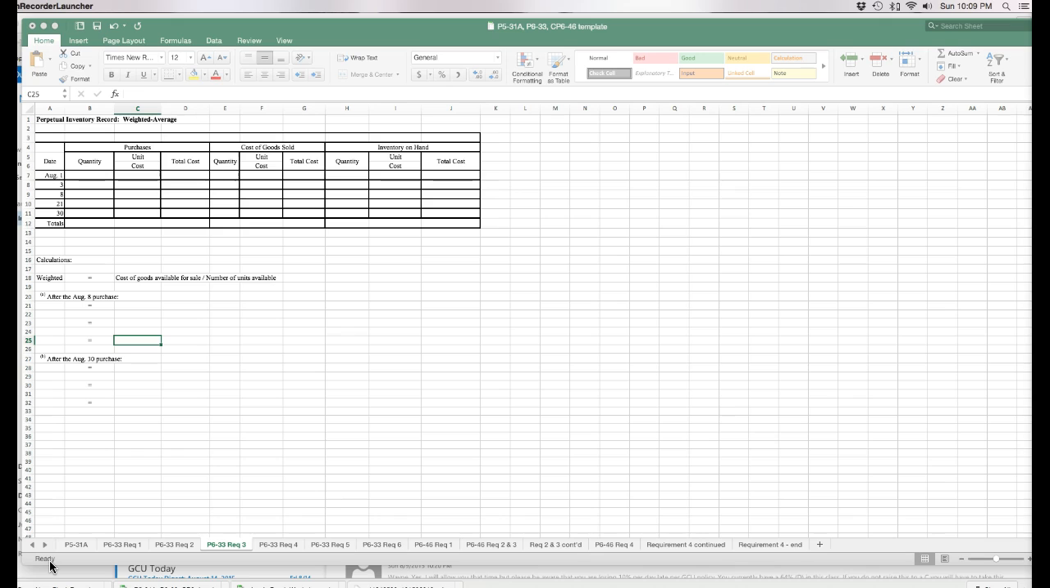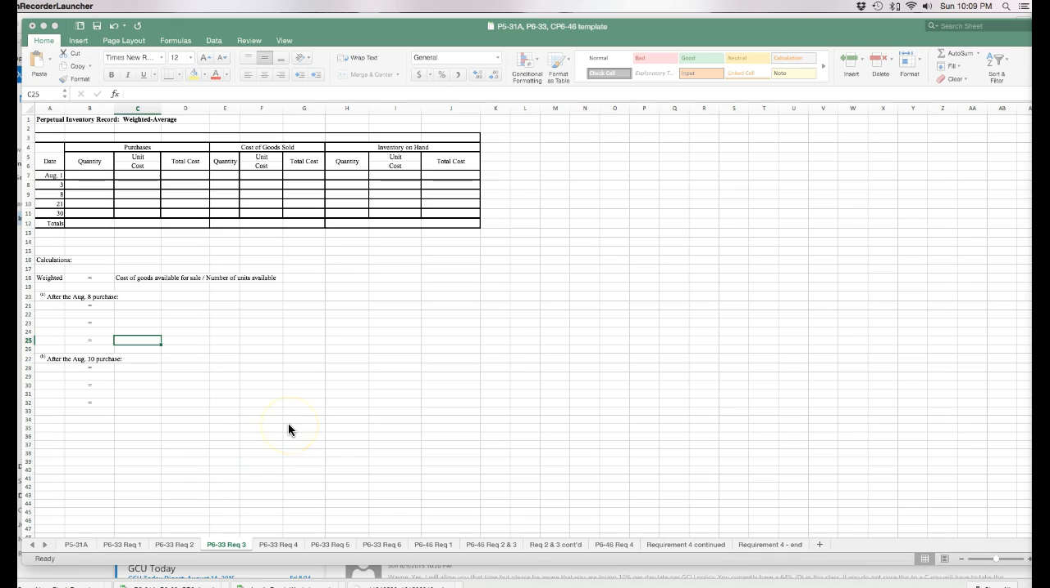We're going to be taking a look now at problem 6-33 requirement 3, which is determining our inventory based upon the weighted average. Now, weighted average is a little bit different. Instead of looking at last in, first out, or first in, first out, it doesn't make any difference when we purchase the products. What we're going to do is weigh the averages of the unit cost. It'll make sense, I hope, as we go through this problem.